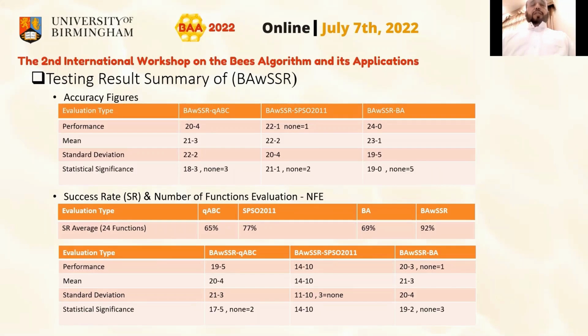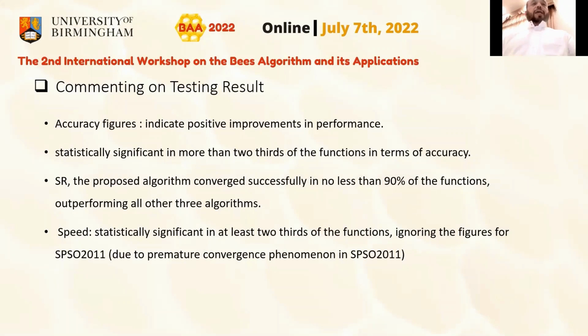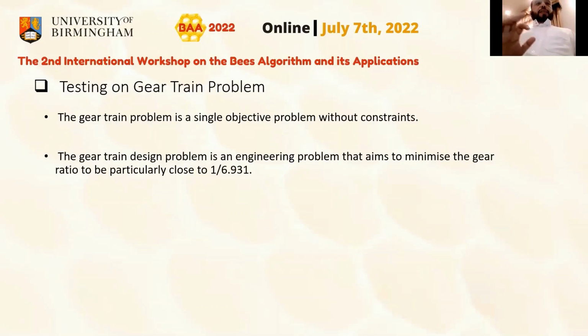So just to summarize the results: the accuracy figures indicate a positive improvement in performance. It was statistically significant in more than two thirds of the functions in terms of accuracy. The success rate, as we just mentioned, was also better, at more than 90%. Also in terms of speed. Then the proposed algorithm was also tested on the gear train problem. It's a single objective engineering problem without constraints.